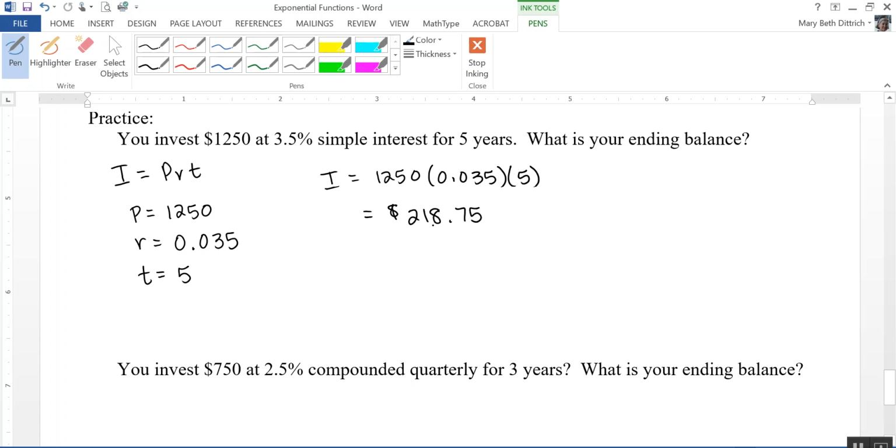To find your ending balance, you need to add that to $1,250. And after 5 years, my ending balance is $1,468.75.